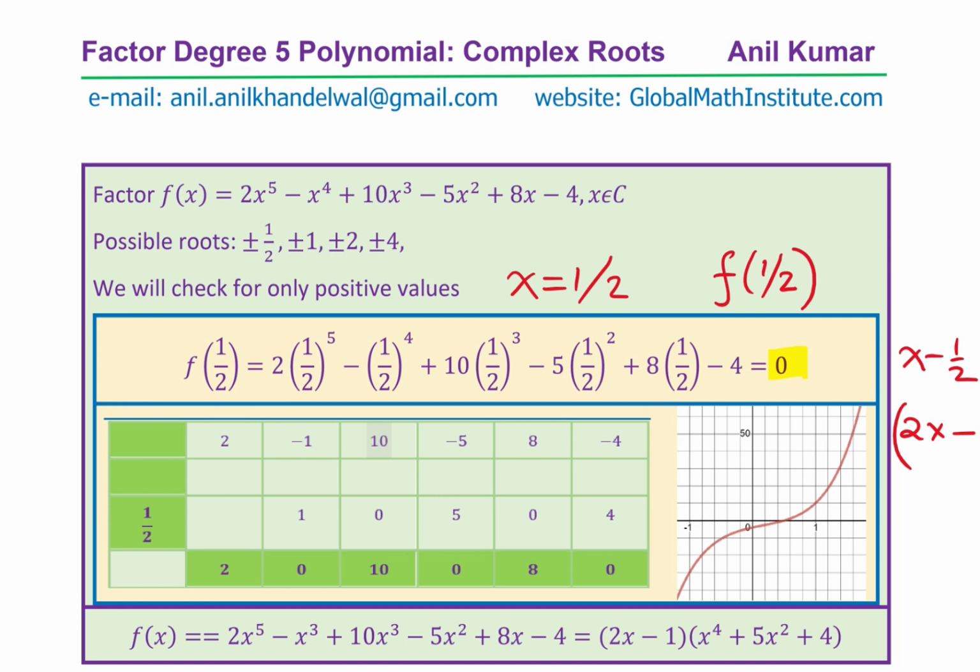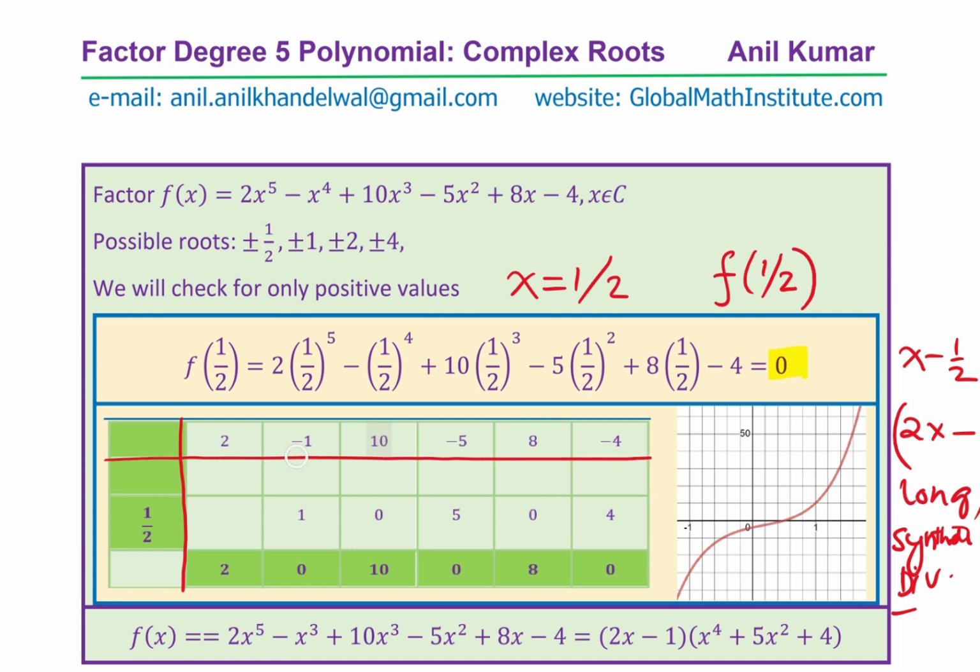Now, how do we find the other factors? Well, you can do long division or synthetic division, correct? I prefer to do synthetic division here. We know half is one of the roots, right? So what we do here is we write all the coefficients.